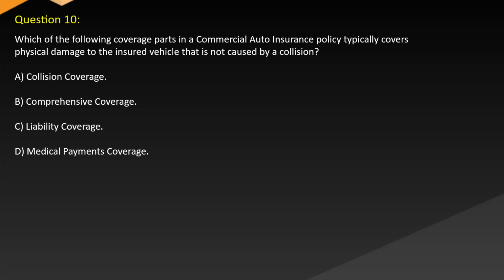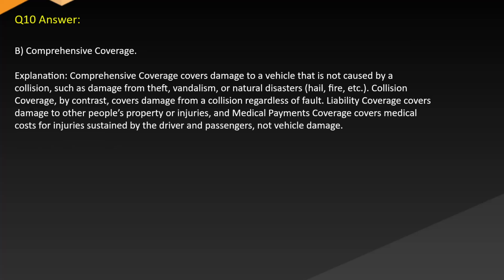Question 10. Which of the following coverage parts in a commercial auto insurance policy typically covers physical damage to the insured vehicle that is not caused by a collision? A. Collision coverage. B. Comprehensive coverage. C. Liability coverage. D. Medical payments coverage. Answer B. Comprehensive coverage.